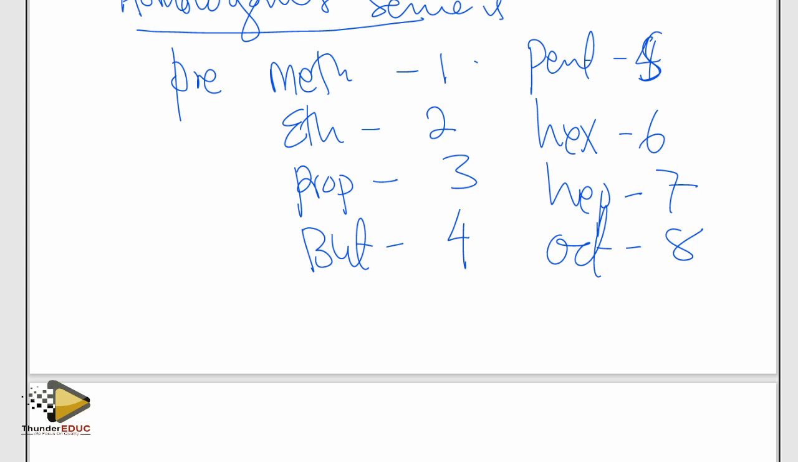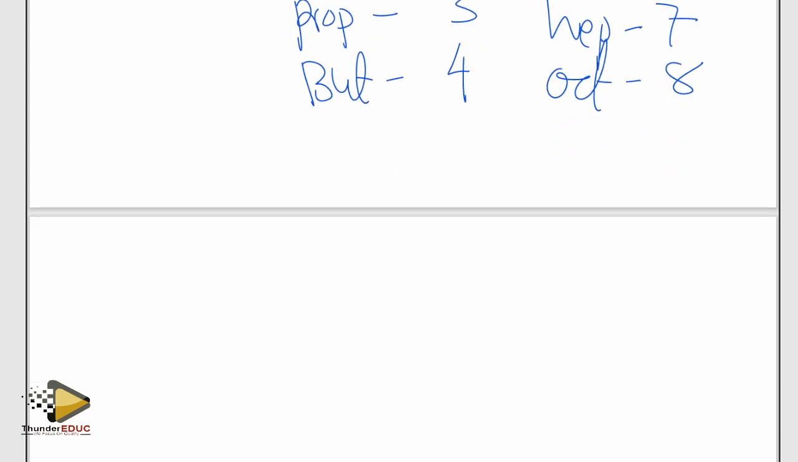For the remaining ones, you have to manipulate this. So we call these prefixes. You understand? So you have to know that when I say prop, it means a molecule with three carbon atoms. When I say hept, it means a molecule with seven carbon atoms.